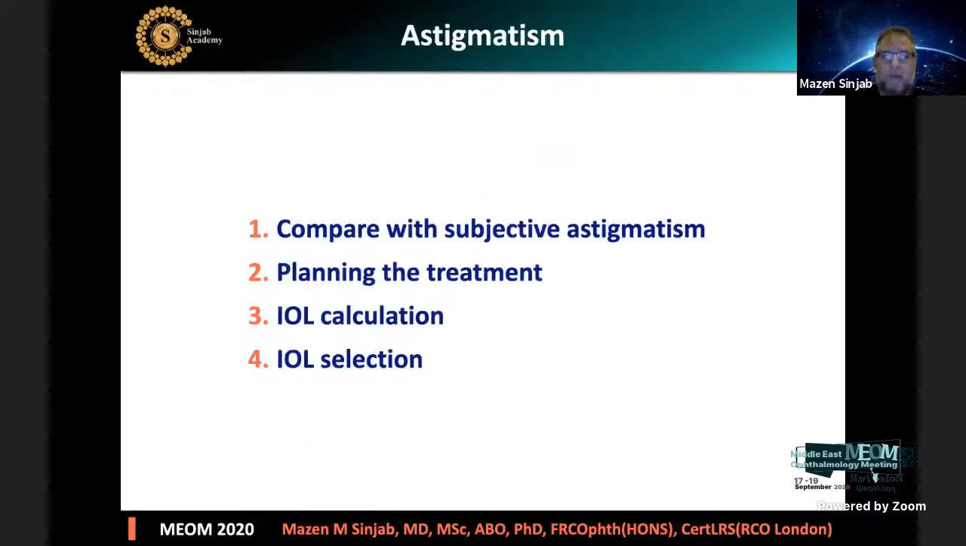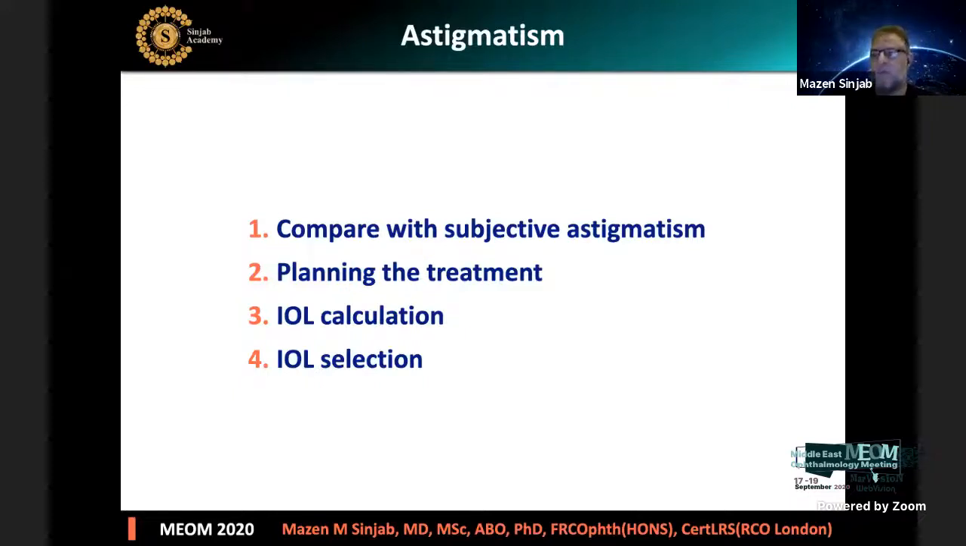We come to the astigmatism. Astigmatism is very important to be studied in order to compare it with the subjective astigmatism in case we would like to treat astigmatism by laser-based refractive surgery. For example, the topographical astigmatism is -3, while the manifest astigmatism is -2. If we treat the topographical astigmatism, we are going to overcorrect. And if we treat the manifest astigmatism, we are going to undercorrect.